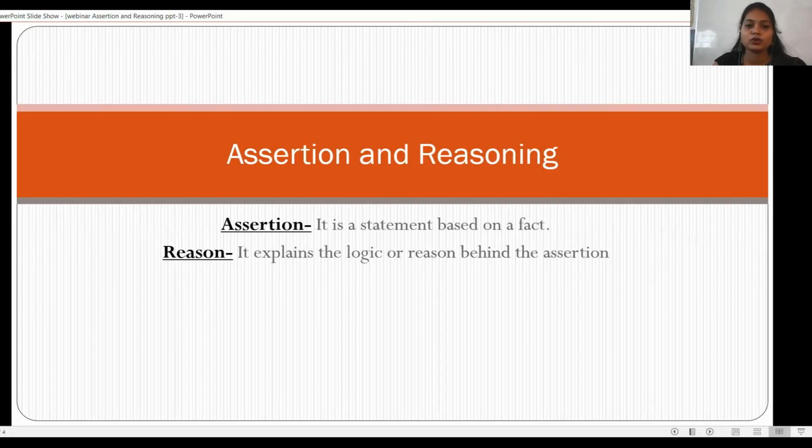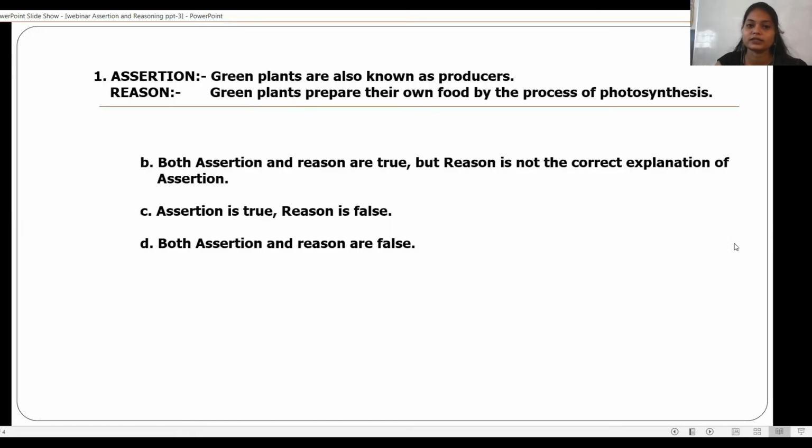Now as I have told you, from question number 21 to question number 25, you will get assertion and reasoning type questions. So what are these? Basically, you will get two statements for this. First is assertion, which means it is a statement based on fact, and the other is reason, which explains the logic or reason behind the assertion.